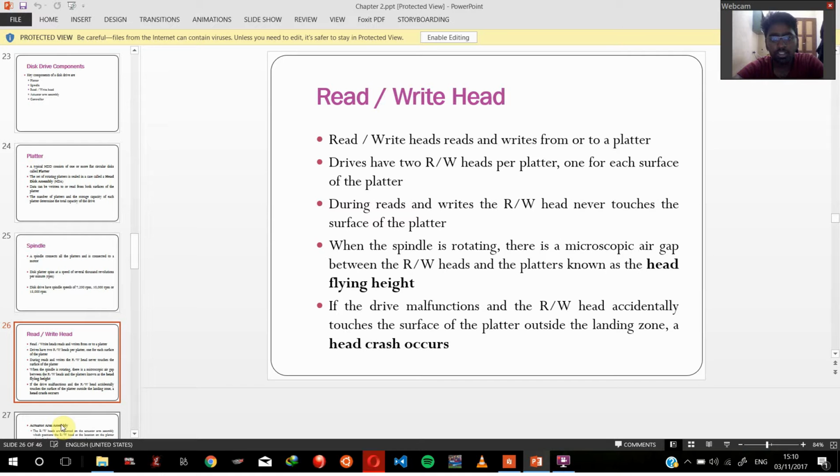Next, the read write head. It performs the reading and writing on the surface of the platter. During reads and writes, the read write head never touches the surface of the platter. When the spindle is rotating, there is a microscopic air gap between the read write head and the platter, known as the head flying height. And if the drive malfunctions and the read write head accidentally touches the surface of the platter outside the landing zone, a head crash occurs.